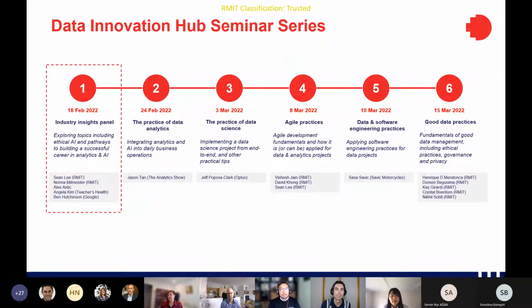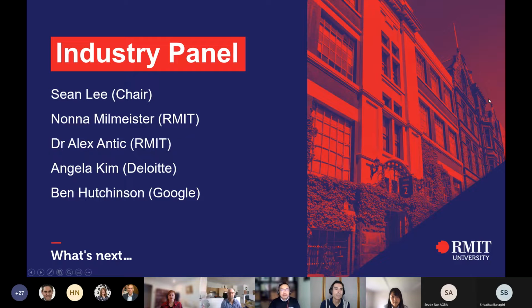All right. So today we have the pleasure of having 4 very esteemed guests joining me. We have from RMIT, Nonna Milmeister, who is our Chief Data Analytics Officer. I have also from RMIT, Adjunct Associate Professor Dr. Alex Antic. From Deloitte, Angela Kim, who is a Director in the AI and Data Analytics Practice, and also the National Ambassador for Women in AI. So, Angela, maybe you can tell us a bit more about that. And from Google, Ben Hutchinson, who's a researcher in responsible AI.